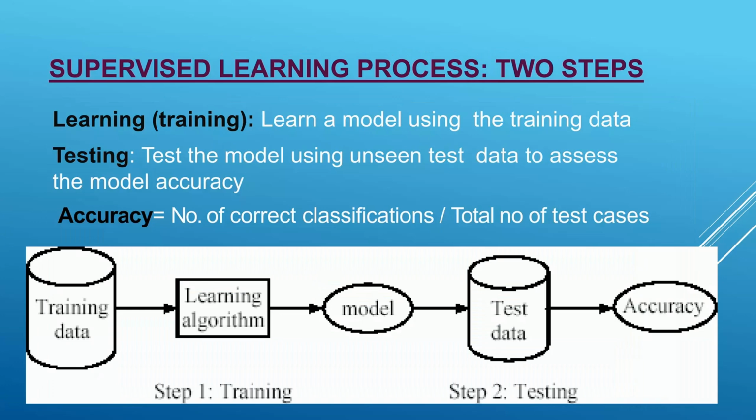Supervised learning process: 2 steps. Learning, training: learn a model using the training data. Testing: test the model using unseen test data to assess the model accuracy. Accuracy equals the number of correct classifications divided by the total number of test cases.